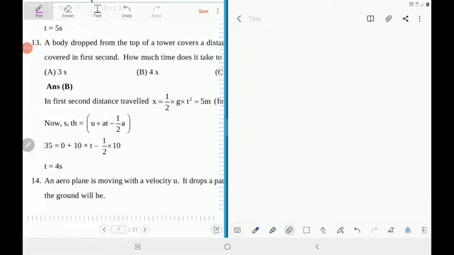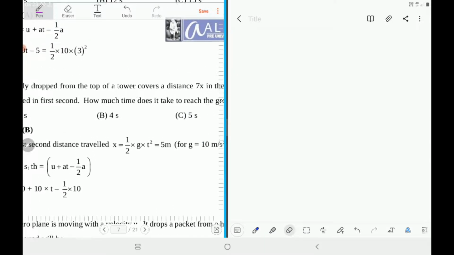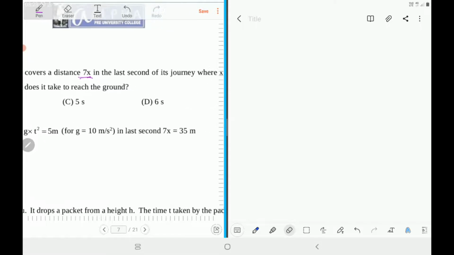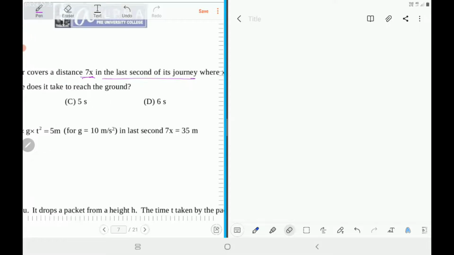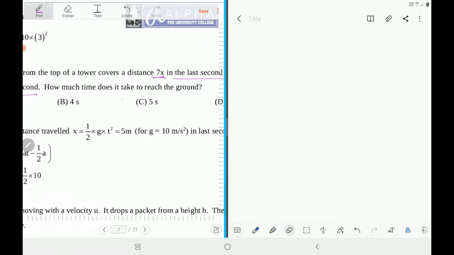Still one more, we'll read it once again. A body dropped from the top of a tower covers distance 7x meters in the last second of its journey. What is x then, where x is the distance covered by it in the first second? How much time does it take to reach the ground?